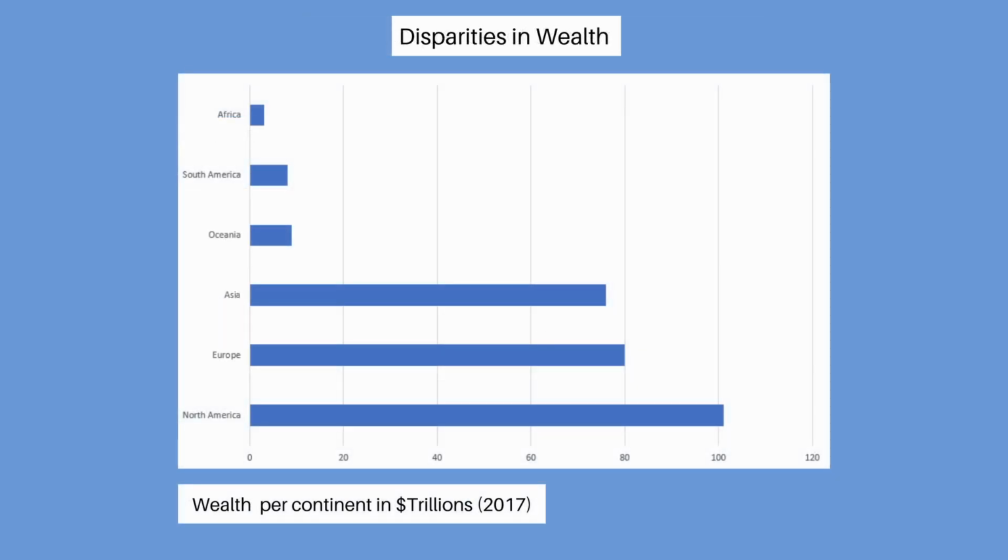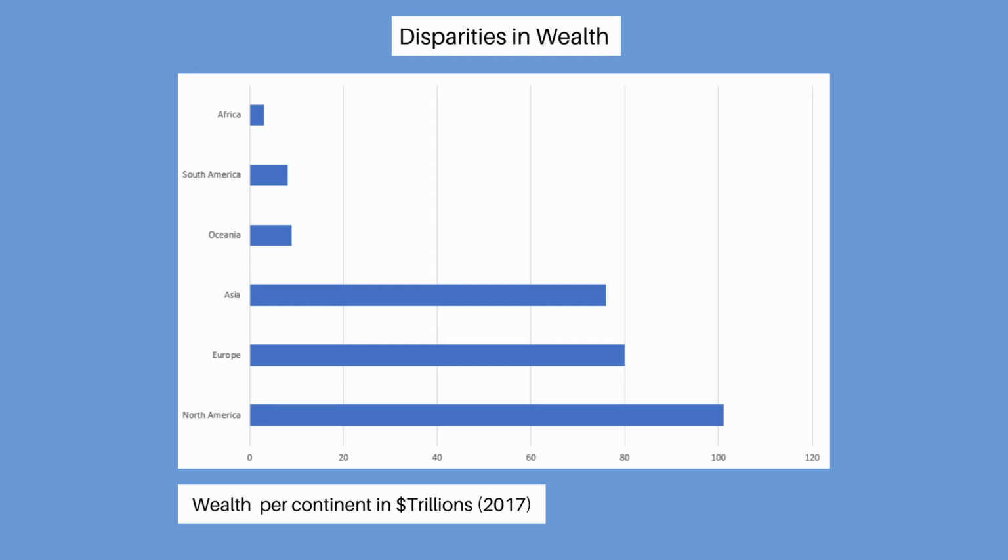There are huge disparities in the distribution of wealth across the world. Look at the unequal share of wealth across 6 of the 7 continents. North America had 30 times the wealth of Africa in 2017.